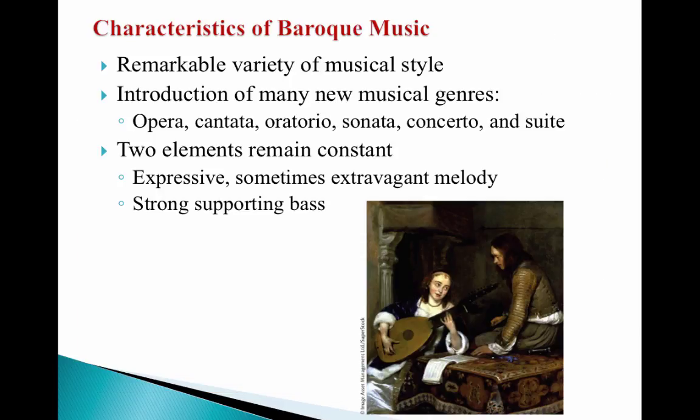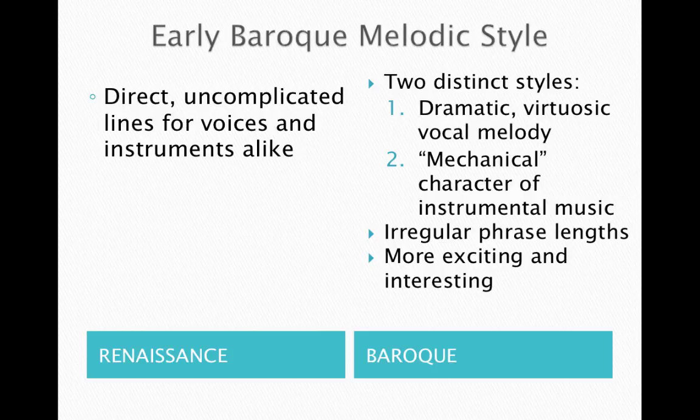So now let's talk about some characteristics of Baroque music. There's a remarkable variety of musical style, and even between the beginning of the Baroque era to the end, the style does evolve. And we have the introduction of many new musical genres. The reason why we fix the date of the Baroque around 1600 is it's a nice round number, but also this was around the time when opera was invented in the West. So opera, cantata, oratorio, sonata, concerto, and suite, all of these are new musical genres that were created in the Baroque era. There are two elements that remain constant throughout this era: an expressive and sometimes extravagant melody, and a strong supporting bass. And by bass, I mean bass line, bass underpinning. It's not always an actual bass.